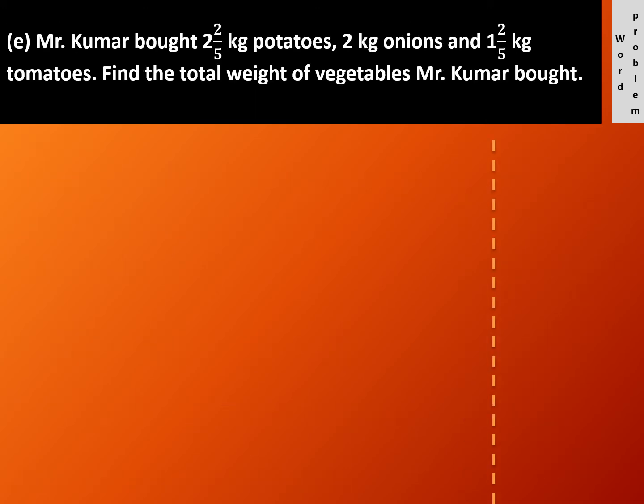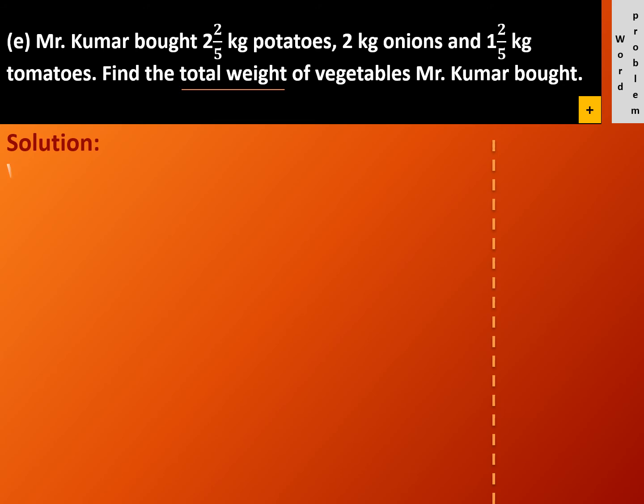Let's solve one more question. Question number E. Mr. Kumar bought 2 2/5 kilograms potatoes, 2 kilograms onions and 1 2/5 kilograms tomatoes. Find the total weight of vegetables Mr. Kumar bought. To find the solution, first you tell me what we have to do in this question, addition or subtraction. See the last statement, find the total weight of vegetables Mr. Kumar bought. So we have to do addition in this question.